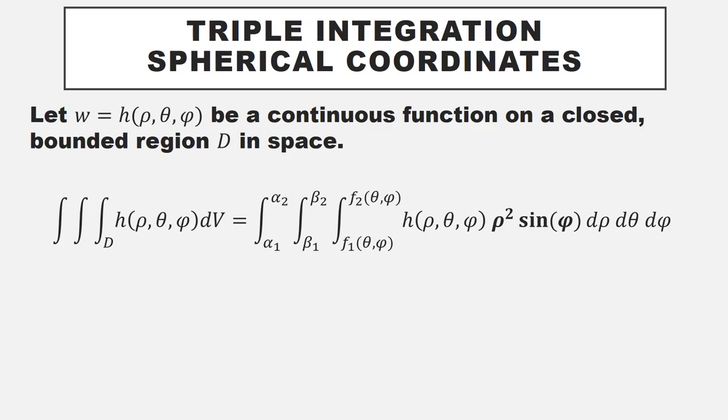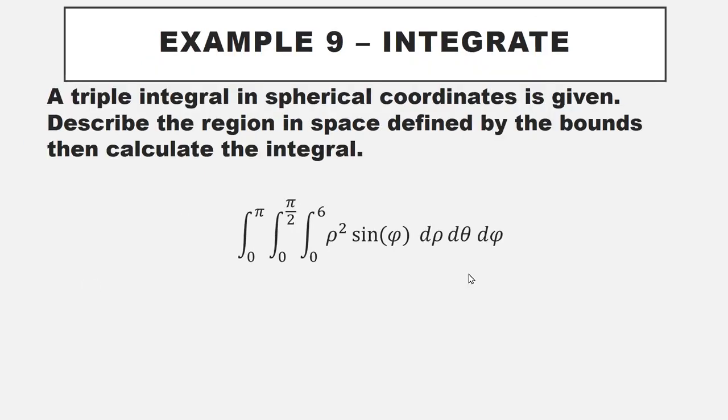In spherical, we insert rho squared sine phi. Notice that I'm saying that a lot. Rho squared sine phi. Okay? So let's take a look at this. This triple integration is done in spherical coordinates. And if you think about it, we're saying we want to insert a rho squared sine phi. So we're going to insert a rho squared sine phi.